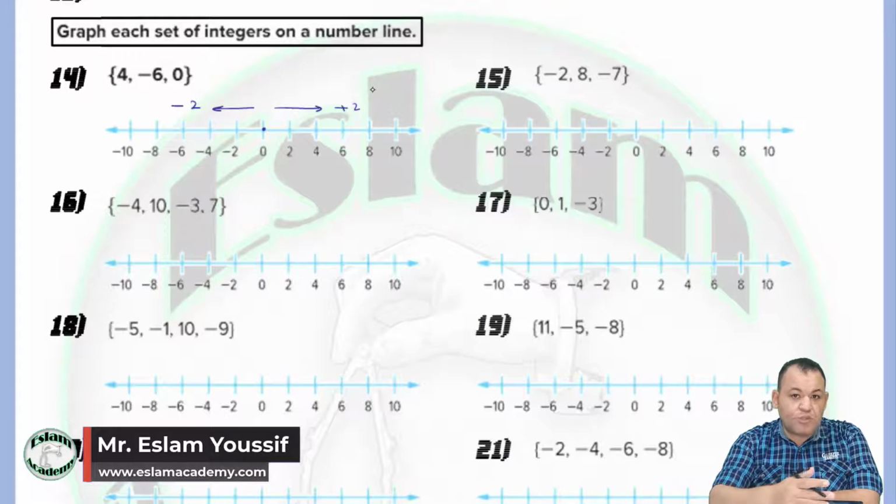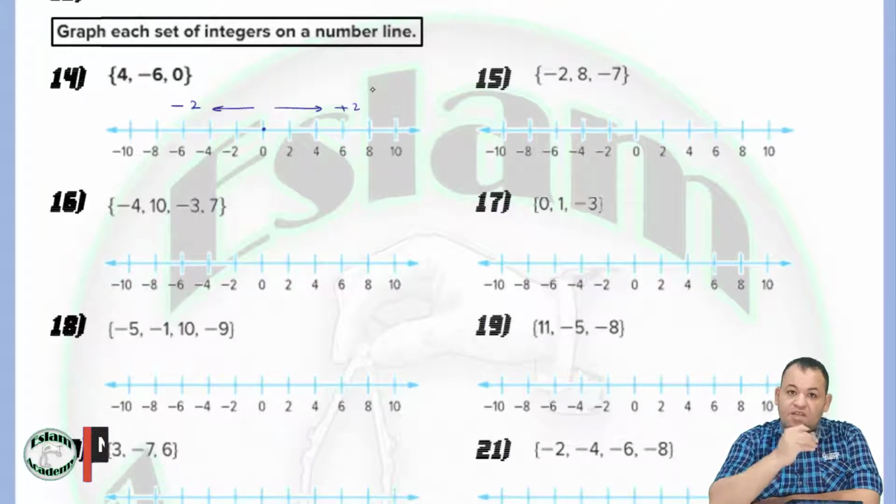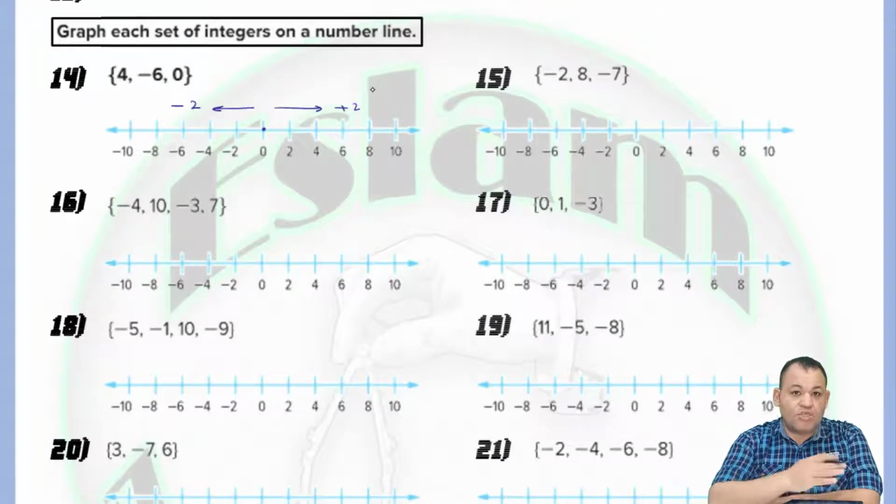So when you are moving to the right, it means the value of the number will increase. But when you are moving to the left, the value of the number will decrease. So any number at the right is greater than any number at the left. So if you want to represent here 4 and negative 6 and 0.